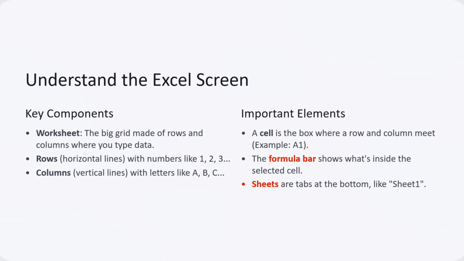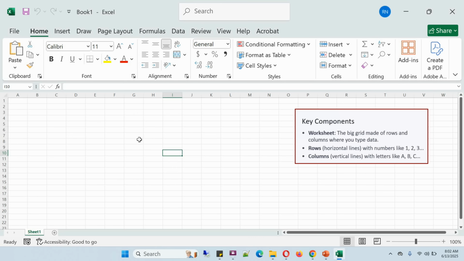Now we will understand the Excel screen. First we will see the key components, and here you can see the worksheet. A worksheet is nothing but the big grid made of rows and columns where you type the data.